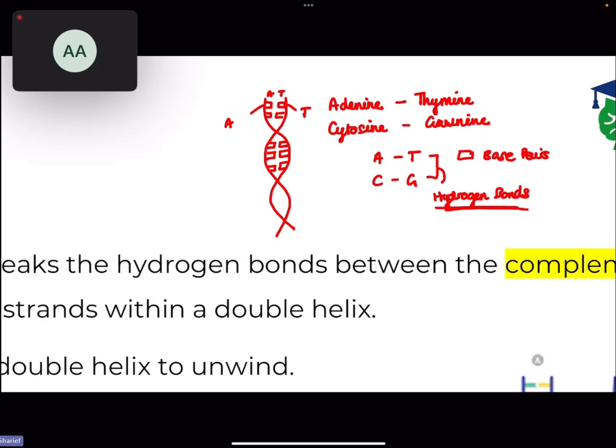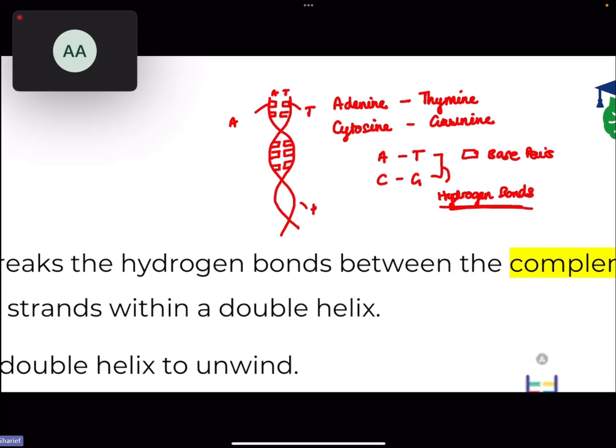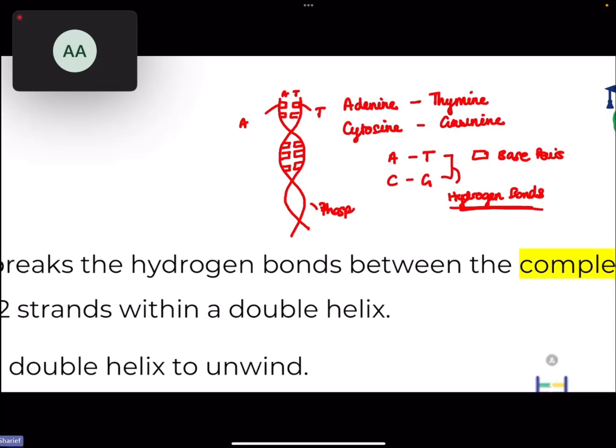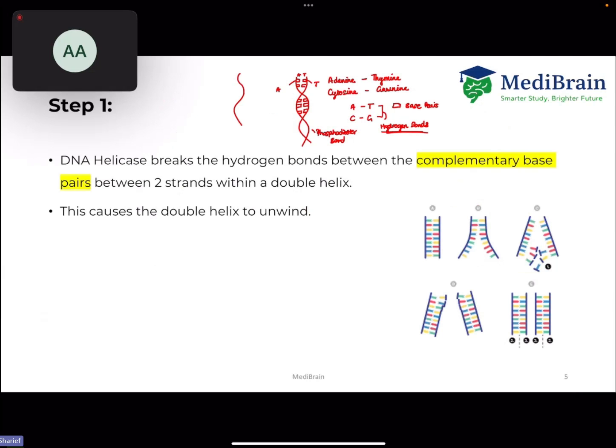We also looked at a different bond, which was a phosphodiester bond. This is formed from the condensation reaction between the phosphate of one nucleotide and the deoxyribose of another nucleotide. Okay, and that forms the single strands. So how is this single strand formed? This single strand is formed by phosphodiester bonds between many nucleotides. And in the double helix, two strands come together by the force of hydrogen bonds.